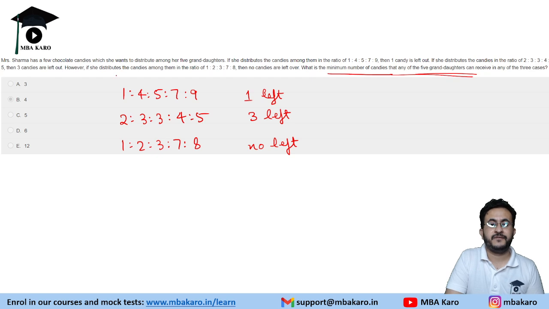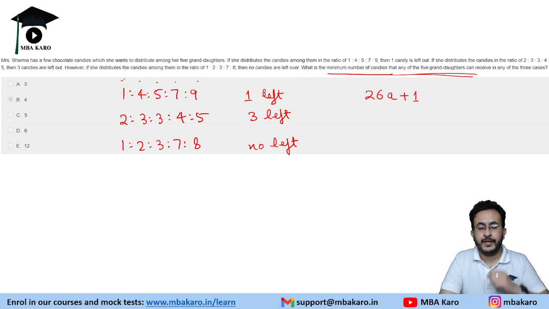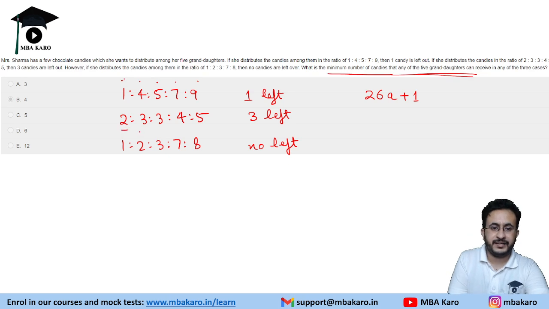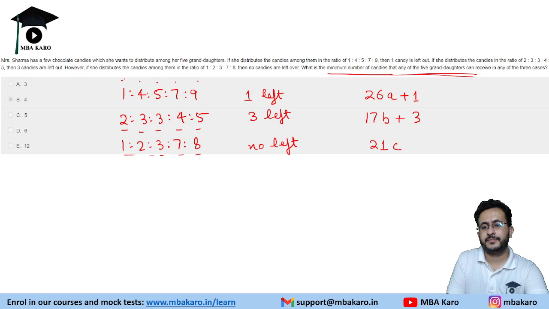Now in the first case we will add the ratios. So this is 5, 5, 10, 16, so 26. You can say 26a plus 1, because 26 is the total parts and 1 is left. So if each person gets a, it will be 26a plus 1. In the second case, add these: 8 plus 9, 17. So 17 times b plus 3. And in the third case, this is 6, 6 plus 15, 21 times c.